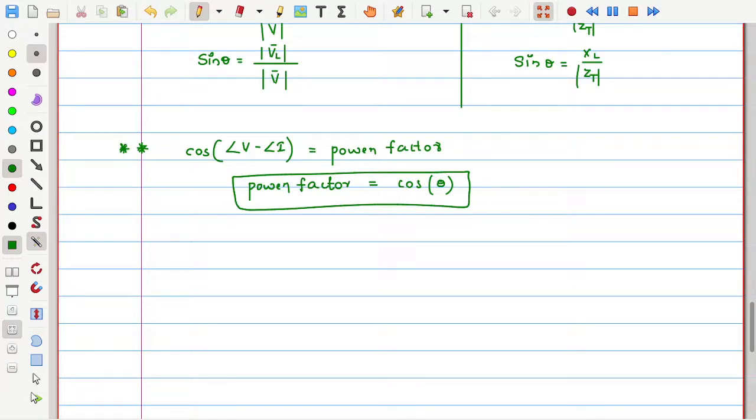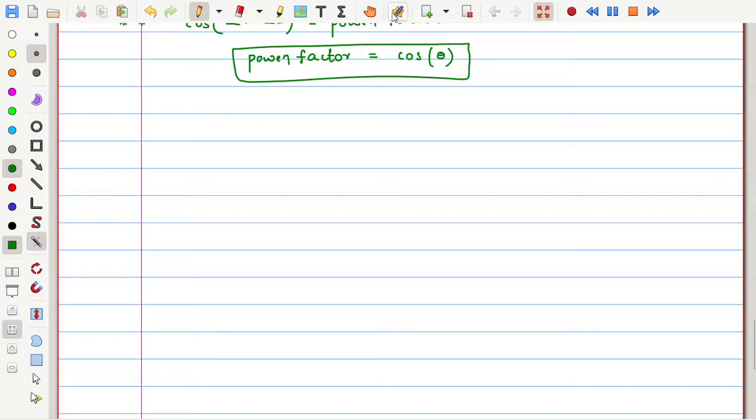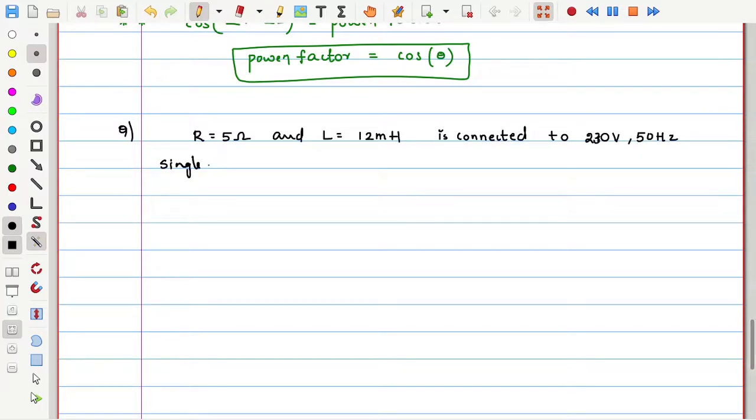Now let us see one simple problem on this. Just note that a series RL circuit having a resistance of 5 ohms and an inductance L of 12 millihenry is connected to a 230 volts, 50 hertz single phase supply.